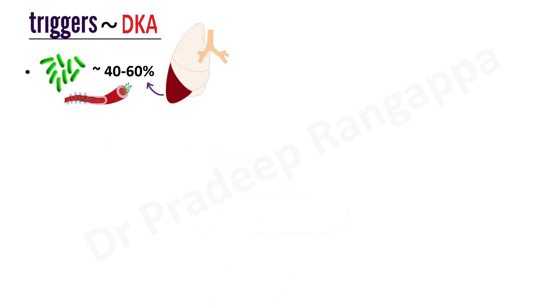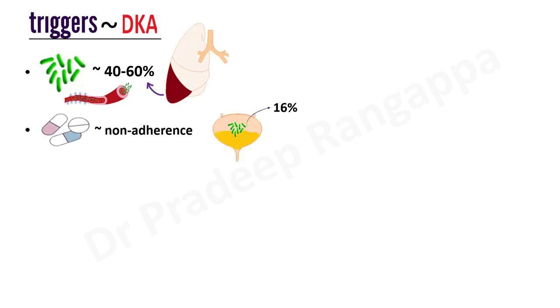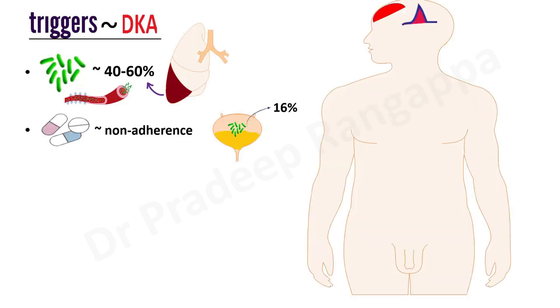So what are the triggers of DKA? The triggers of DKA are pretty much similar to the hyperglycemic hyperosmolar state, which I had shown. So infection becomes an important trigger. 40 to 60% of the time, there can be a concomitant infection. It can be pneumonia, and predominantly LRTIs and pneumonia are shown to be among the triggers. Underlying sepsis, 16%, is due to UTI. And the most common trigger is non-adherence to the drugs, the insulin that they may be taking. And this figure had shown, even for HHS, the same risk factors remain.